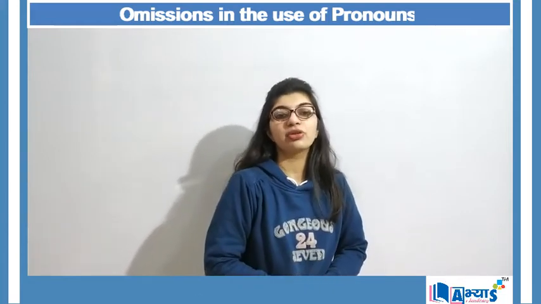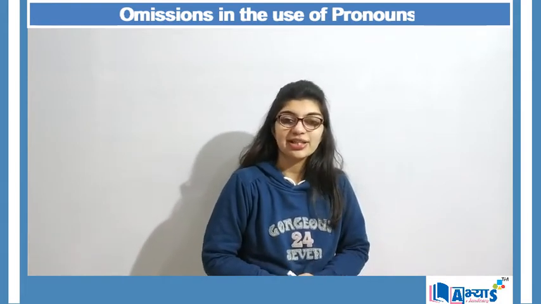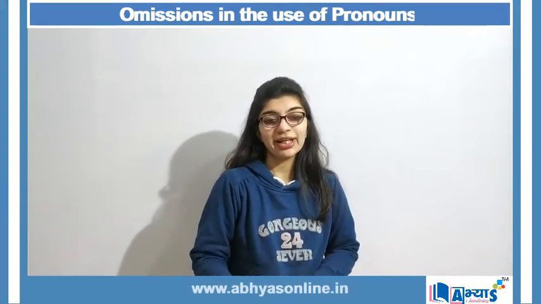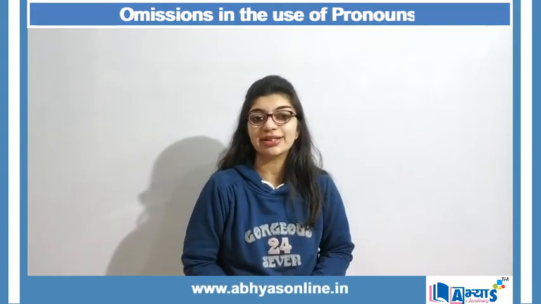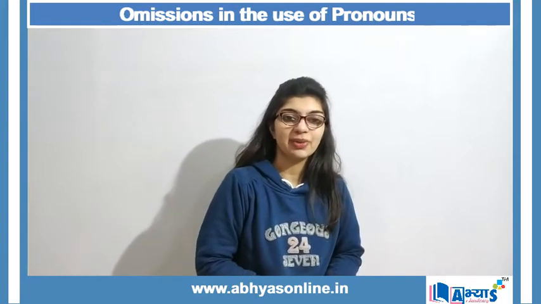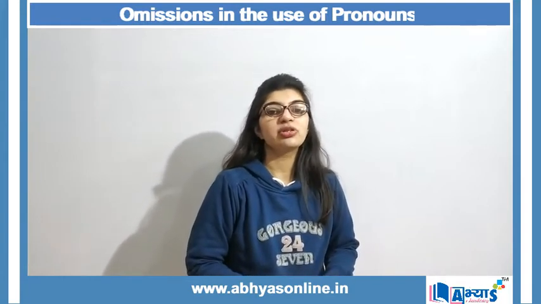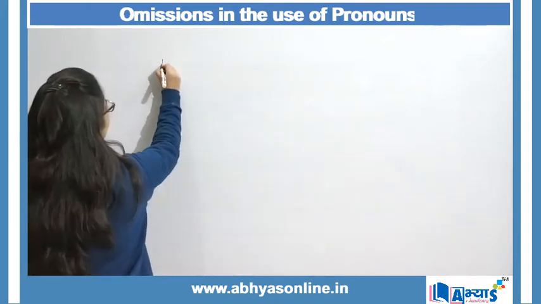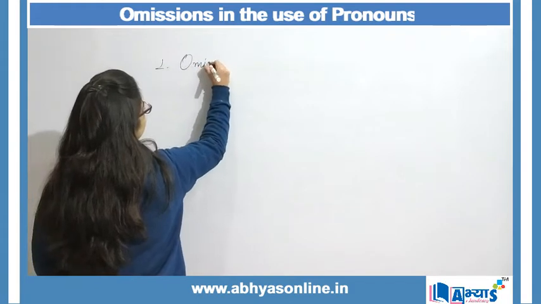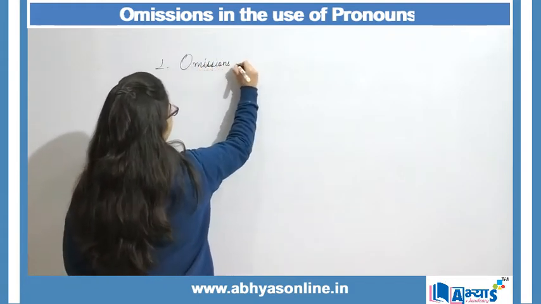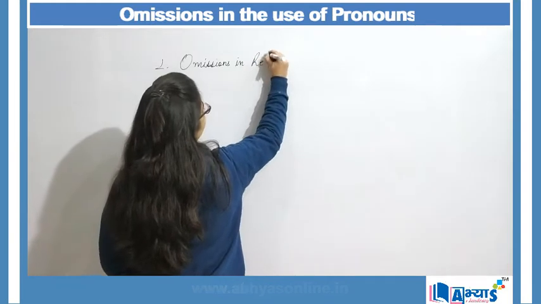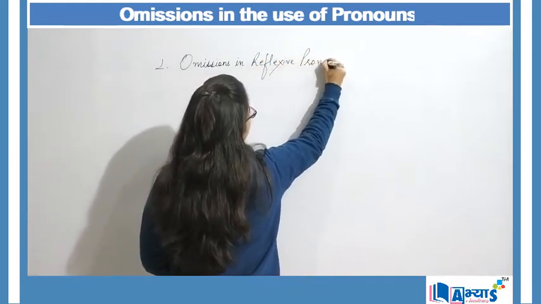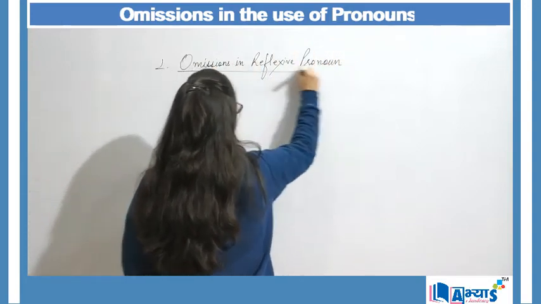First, let us talk about reflexive pronouns. Reflexive pronouns are those pronouns which are used for indicating the subject of that sentence. The action is made by the subject, and then we use reflexive pronouns according to the subject. So here first we will be talking about omission in reflexive pronoun.